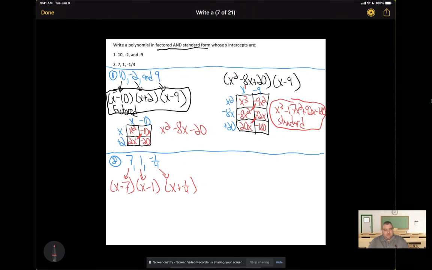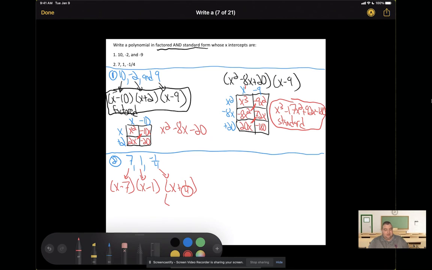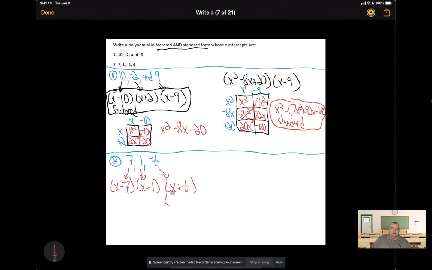And then what I'm going to do is I'm going to take the denominator. In this case, the denominator is 4. And I'm going to multiply each of the terms in this factor by 4. So 4 times x is going to be 4x. 4 times 1/4 is going to be 1. So the factor becomes 4x plus 1. So my three factors are x minus 7, x minus 1, and 4x plus 1. This is the factored form.